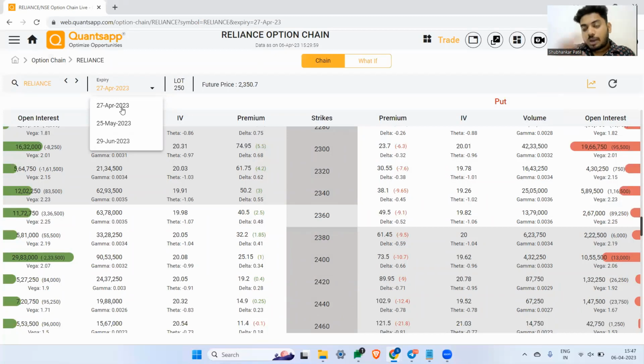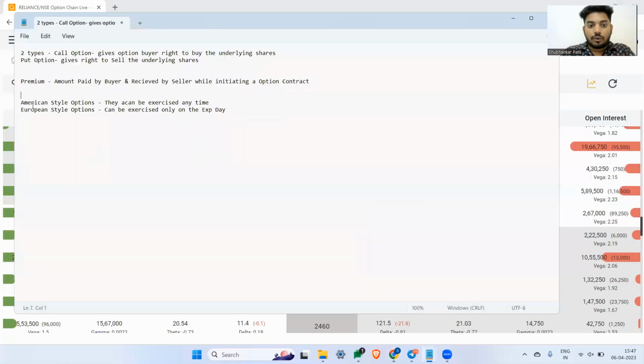American style options allow you to exercise your contract, to honor your contract, even before the expiry date. But European style options can only be exercised on the expiry date itself. That is the only difference between American style and European style options. Then there comes strike price, which is nothing but the exercise price.